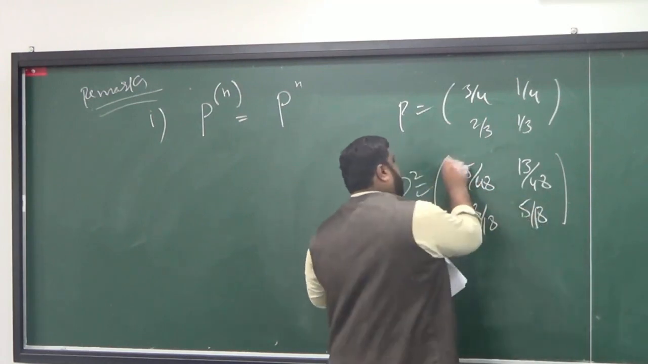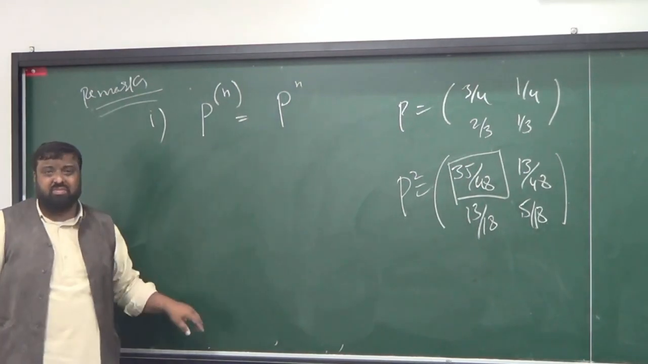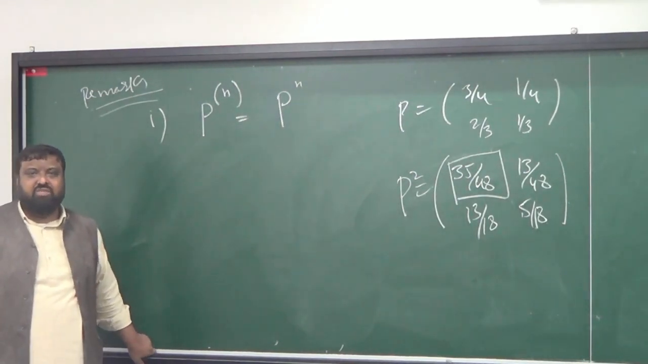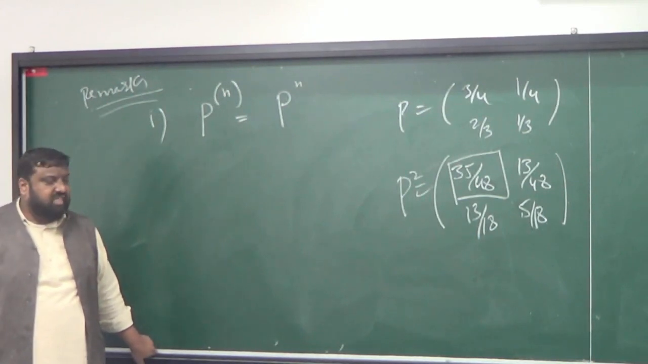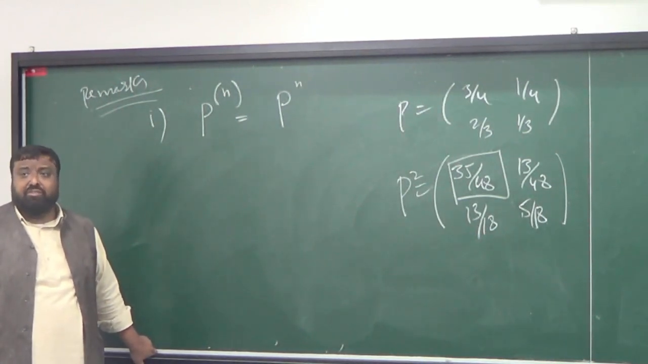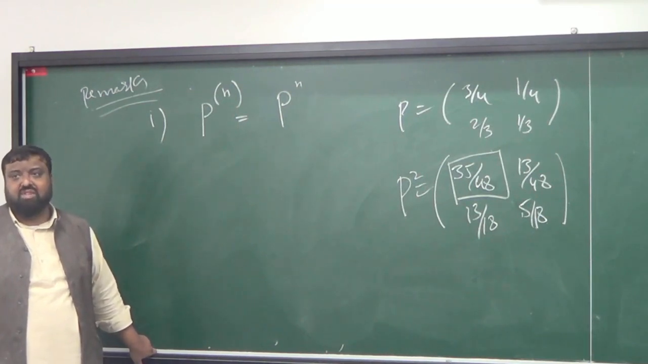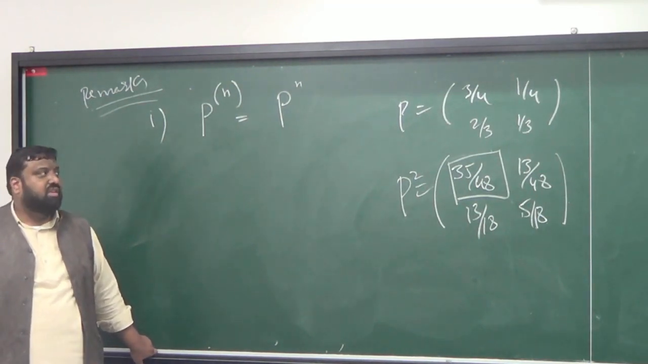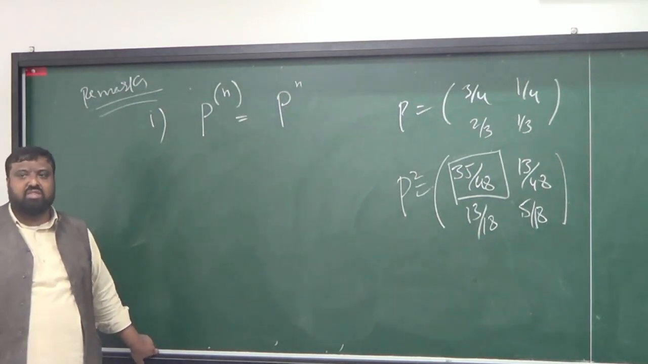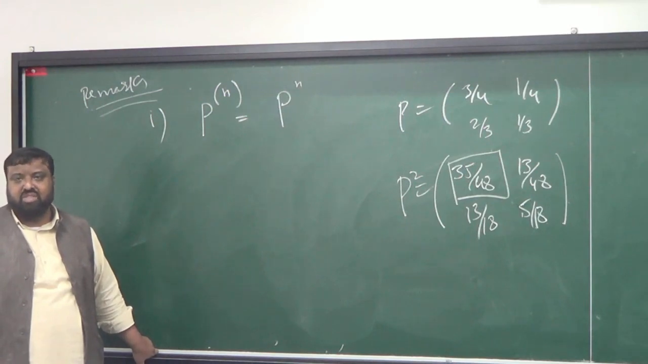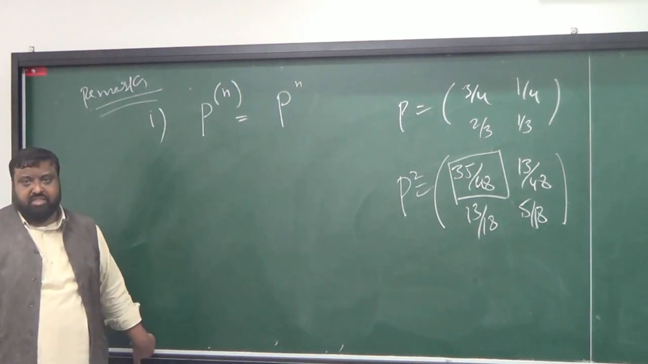So what would be the interpretation of this entry? The interpretation of this entry is going to be: today is wet, for example, and after 2 days it would be wet again, with this probability. 13 by 48: today is wet and after 2 days it's going to be dry. So you can have lots of fun with the transition matrix.